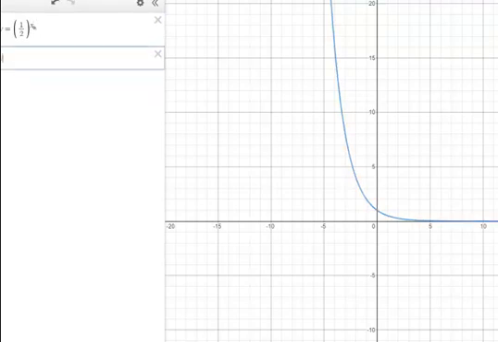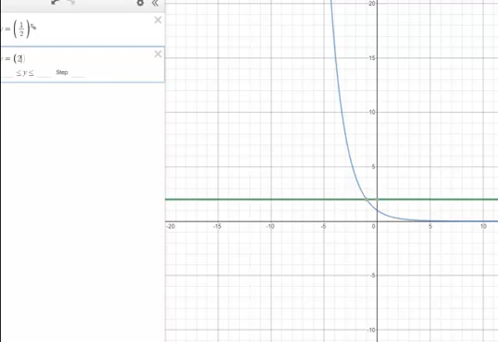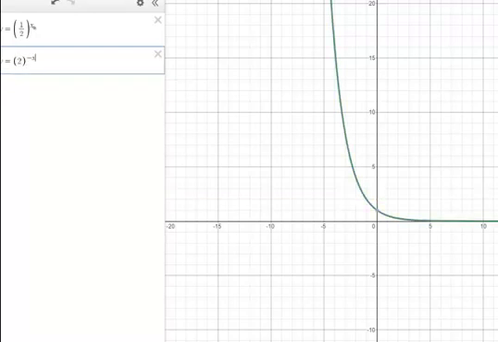I could have also asked it to graph, let's say, 2 raised to the negative x, and see what I get for that. Now, if you'll notice, it graphed it right on top of that other function. These two are identical because a negative exponent means 1 over. So what that really means is 1 over 2 to the x, which is exactly what (1/2) to the x is.